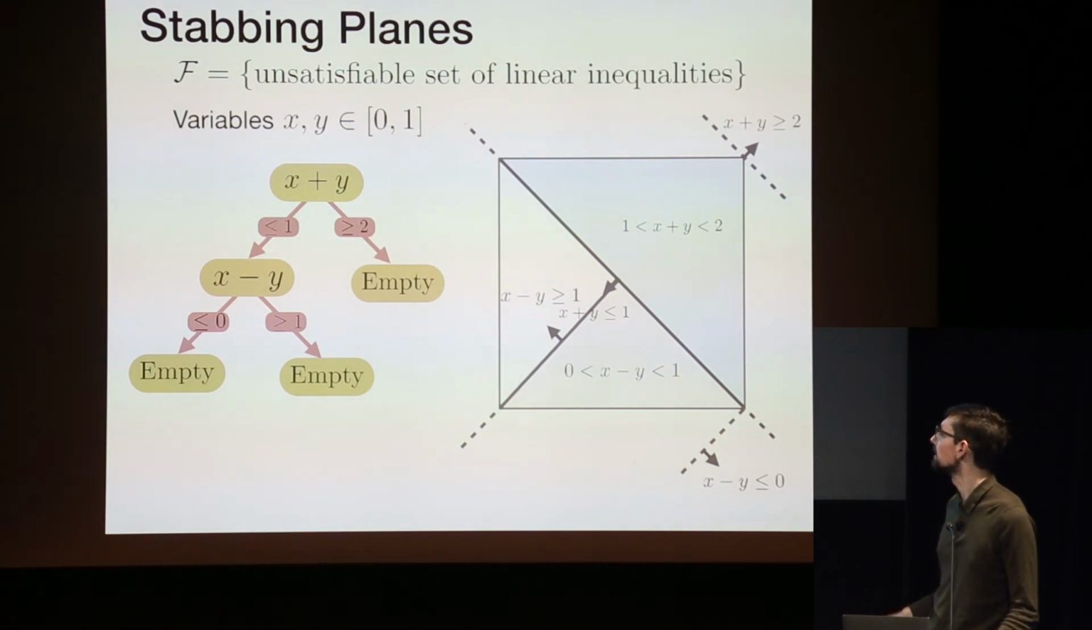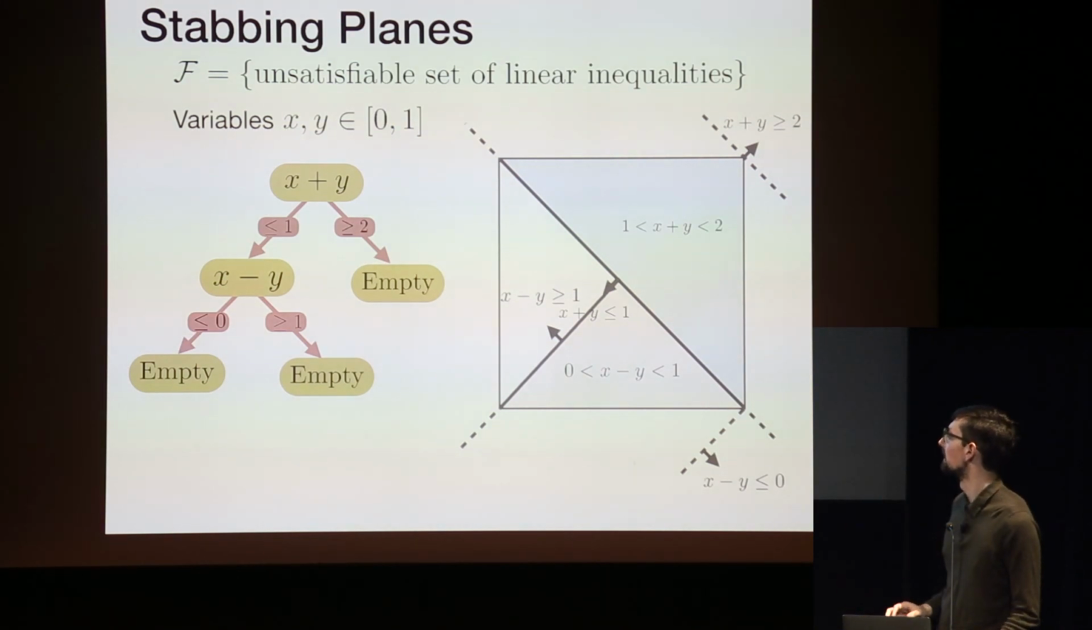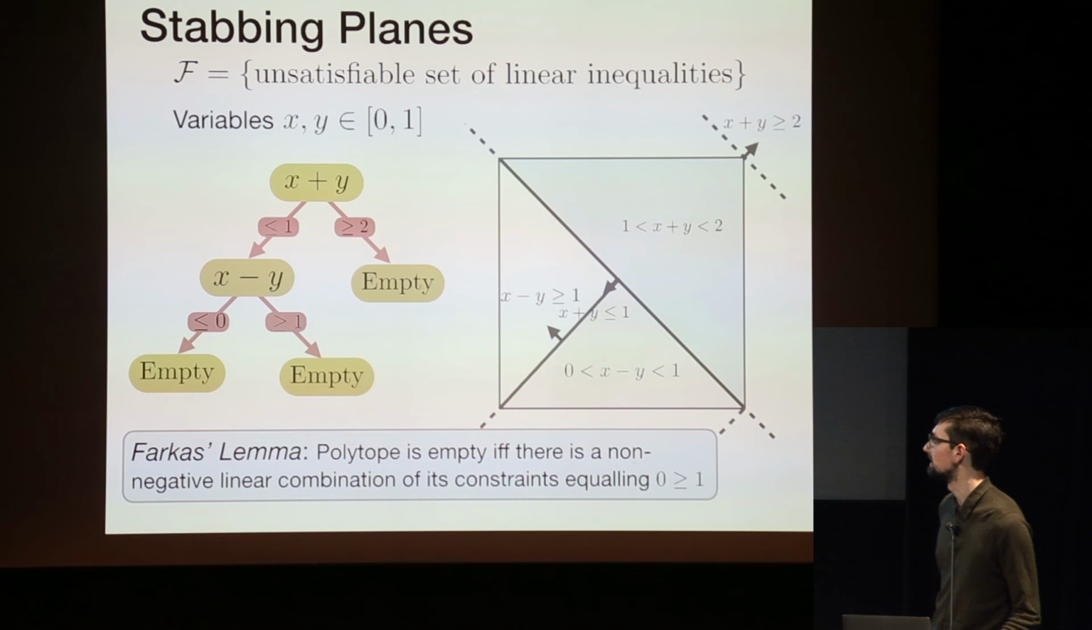And so we can use the fact that we've derived the empty polytope at all of the leaves as a certificate that the original axioms that we had, and the inequalities along the branch to each of these nodes, form the empty polytope. But we need some easy to verify way to write this down. So a variant of Farkas' lemma says that a polytope is empty if and only if there's a non-negative linear combination of its constraints which equals 0 greater than or equal to 1. So we can use this as a witness.